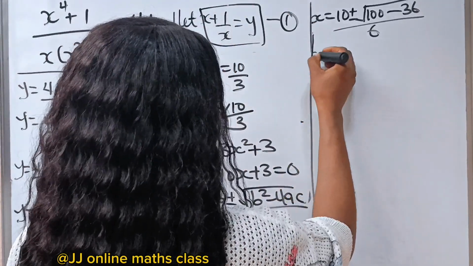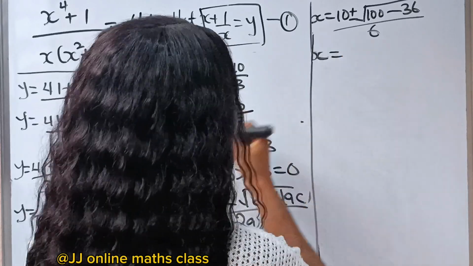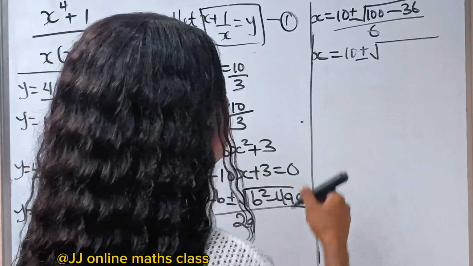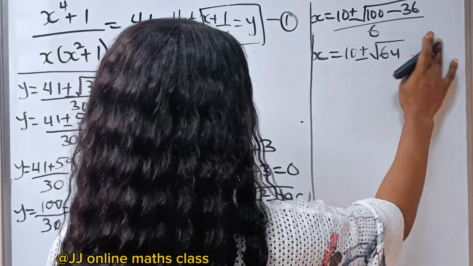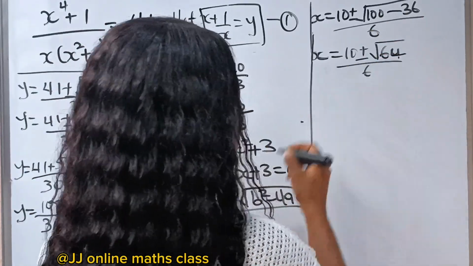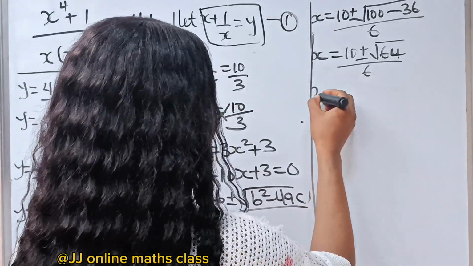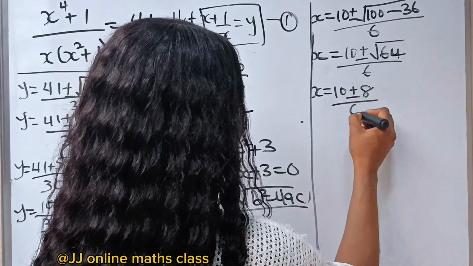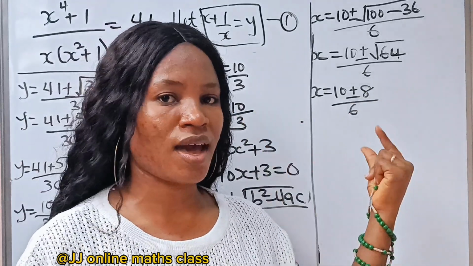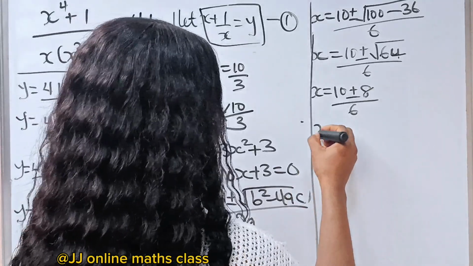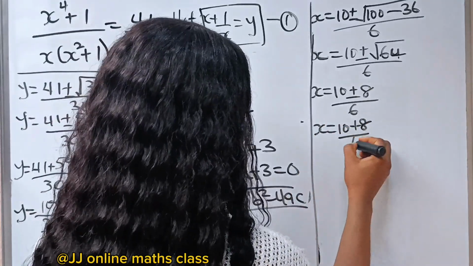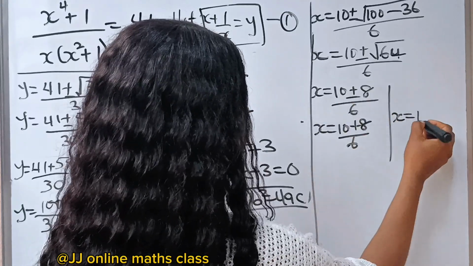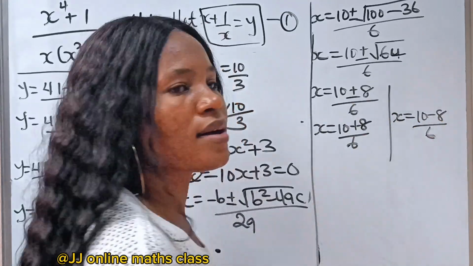So we have that x is equal to 10 plus or minus square root of 100 minus 36 will give us 64. 64 divided by 6. So our x is equal to 10 plus or minus, now square root of 64 is 8 divided by 6. So we have two values of x here. The first one is that x is equal to 10 plus 8 over 6. That is for 1. Then the second one is that x is equal to 10 minus 8 over 6.